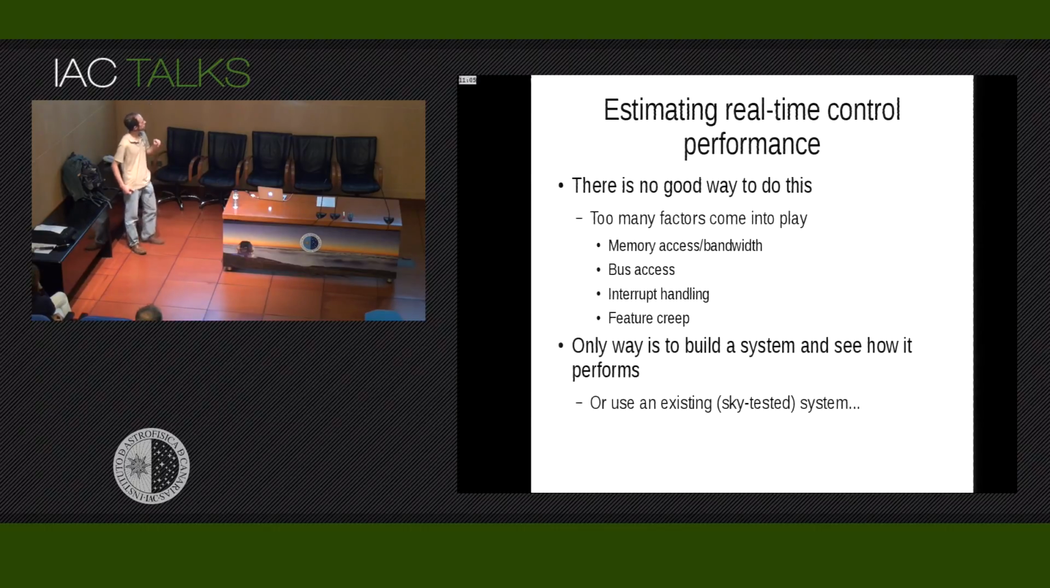So really the only way to do this is to build a system and benchmark it, see how it performs. You won't get a realistic performance estimate any other way. So the way to do it is to build a system. But then, of course, to build a system, you need to know what you can do anyway. So probably the best thing here is to use an existing system, preferably one that you know works on sky. That way you can be sure that the performance it gives is what you'll be able to achieve on sky.